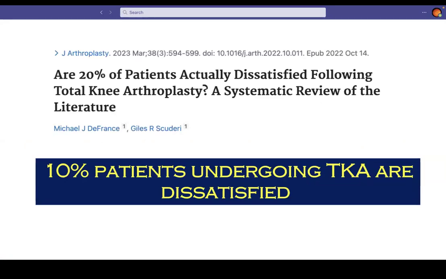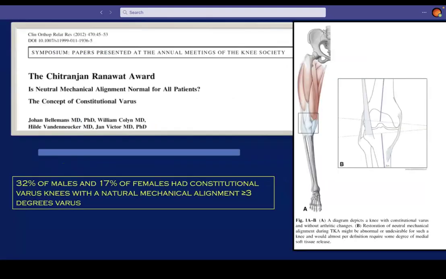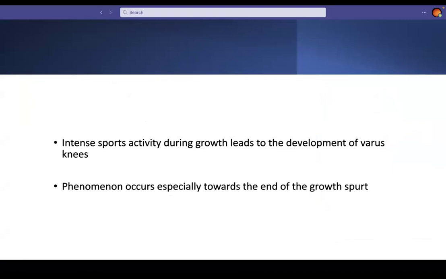Around 2010, studies claimed that 20% of patients undergoing TKA are dissatisfied. Though it has been revised in recent studies, in a 2023 systematic review, only 10% of patients undergoing TKA are dissatisfied. So this is a landmark paper which came from Belgium by Johan Bellemans in 2012, where he questioned whether neutral mechanical alignment is normal for all patients. He did a study in healthy individuals and found that 32% of males and 17% of females had constitutional varus knees with natural mechanical alignment of more than 3 degrees. One of the reasons for constitutional varus is intense sports activity during growth, which can lead to the development of varus knees, especially at the end of the growth spurt.